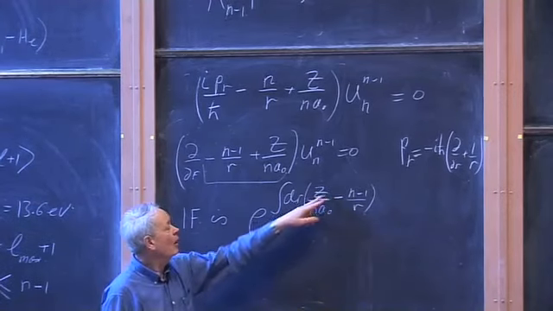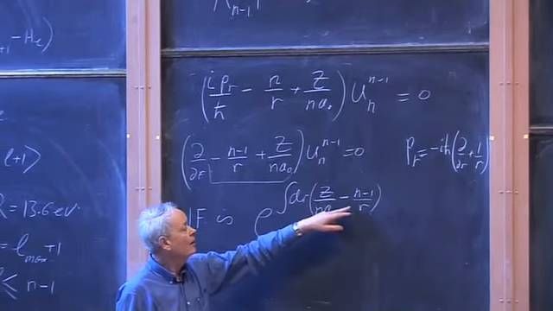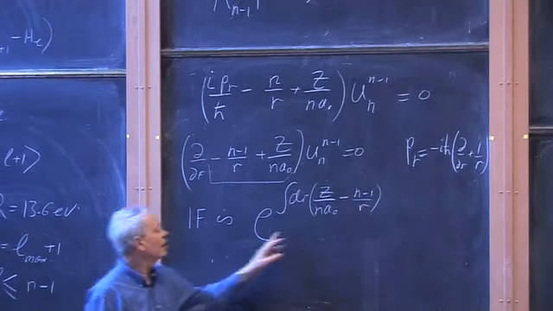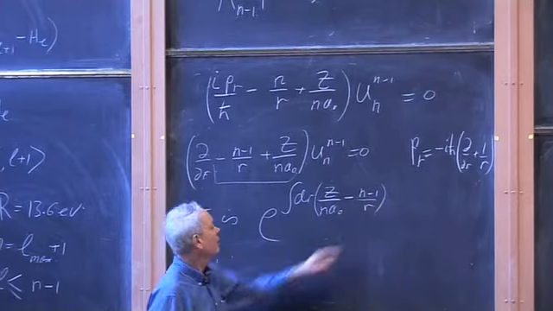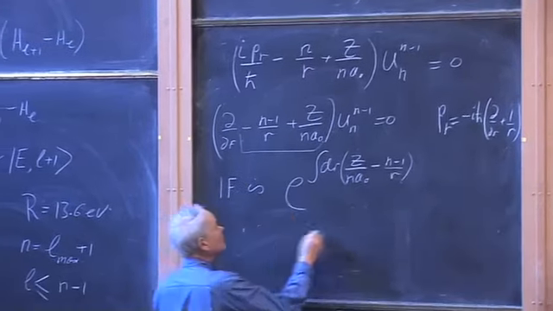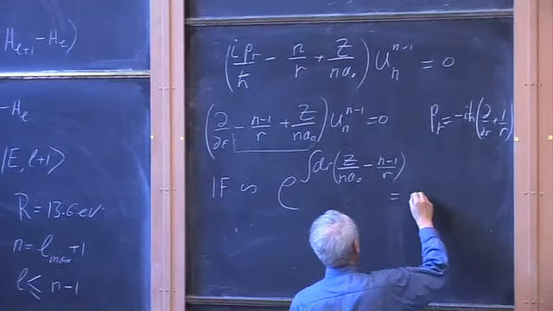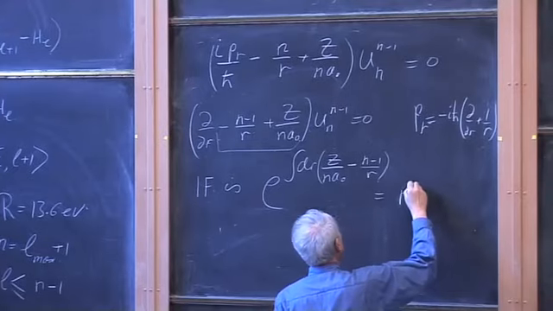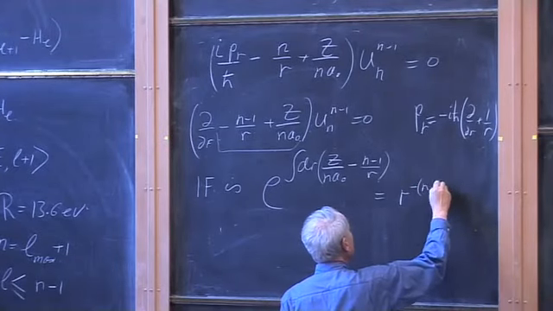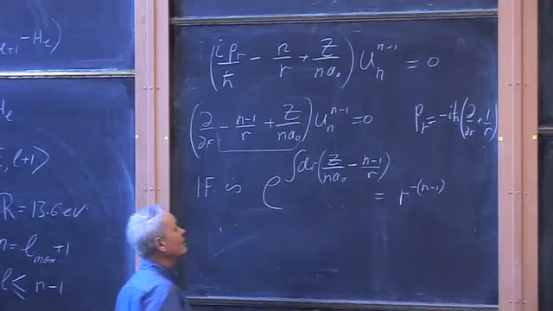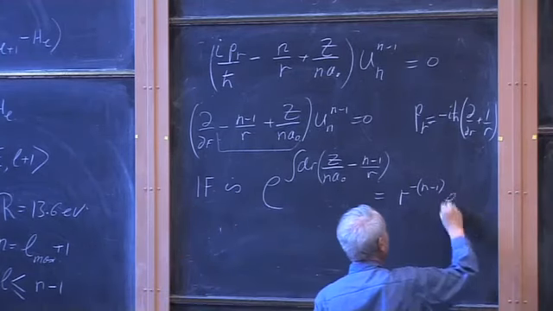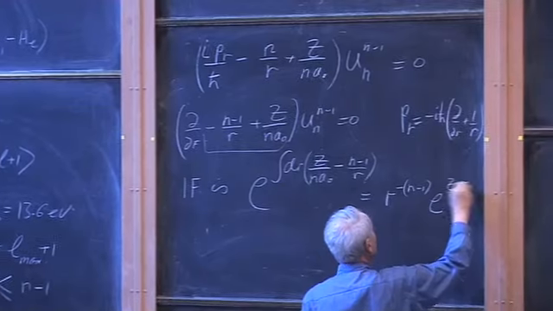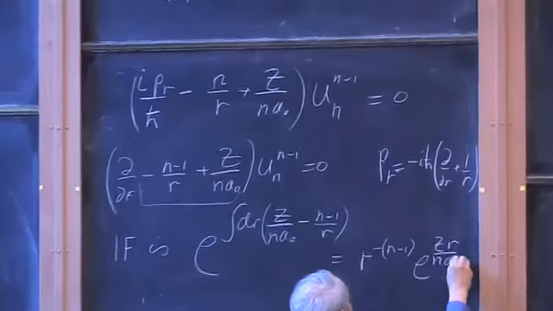This, of course, on integrating just gives me an R on top. This gives me a log R, and so we're looking at e to the minus some multiple of log R. So that means that this is going to become R to the minus n minus 1 from the e to the minus n minus 1 log R times the exponential that we get from there, e to the ZR over n a0.